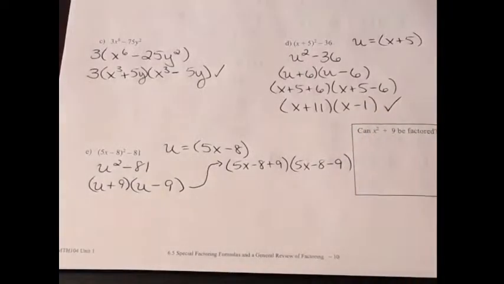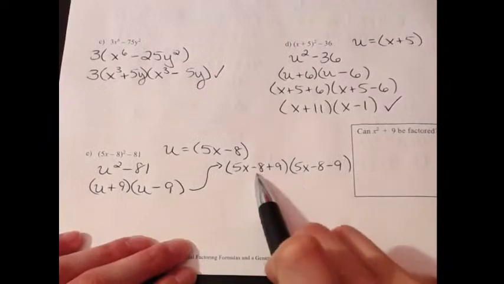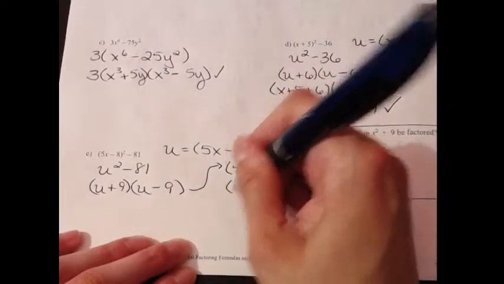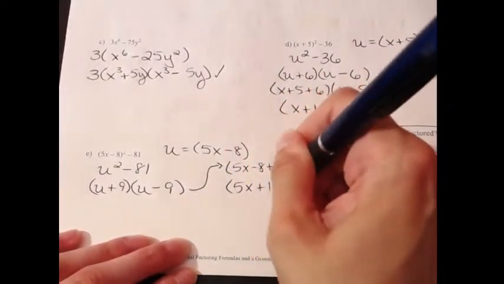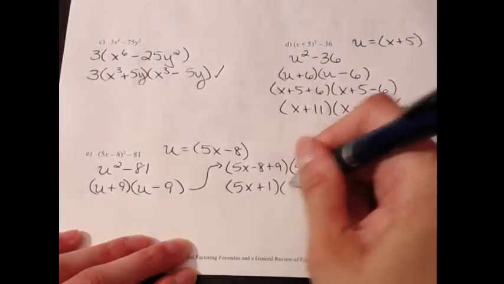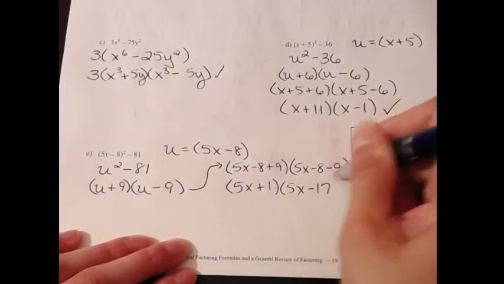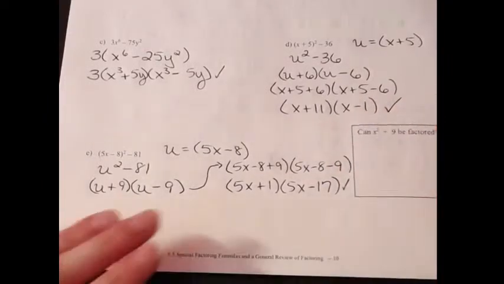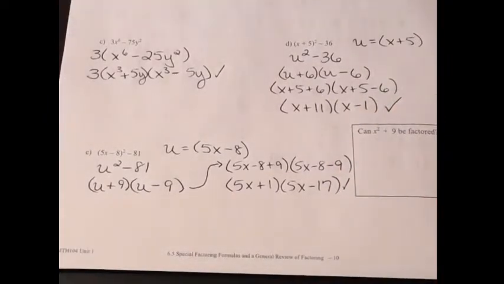And then I just have to clean up, combine like terms. Negative 8 plus 9 is a positive 1, so it's 5x plus 1. Negative 8 and a negative 9 is a negative 17, so 5x minus 17. And that is your final factored form. U-substitutions can be incredibly helpful.